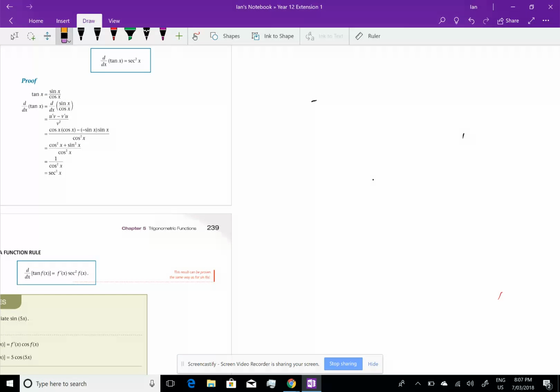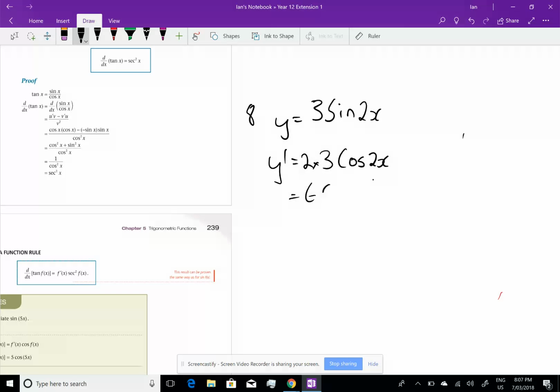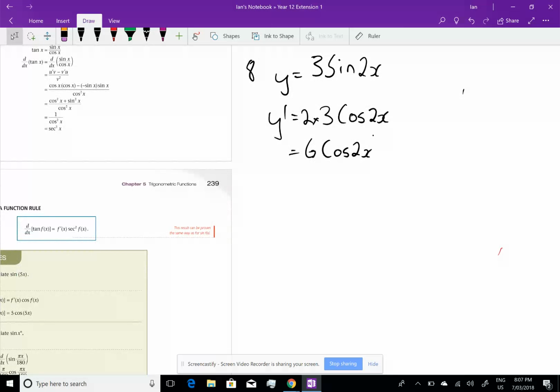So here's question 8. y equals 3 sine 2x. Well, y dash is the same thing, cos 2x, but I've got to multiply by the derivative of what's inside, which gives me 6 cos 2x. Now, it's at x equals pi on 8.